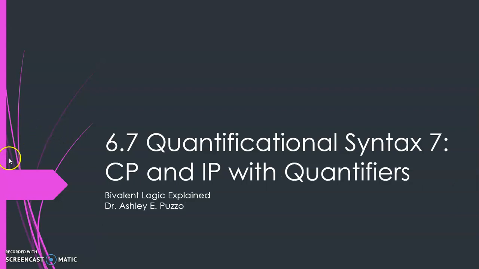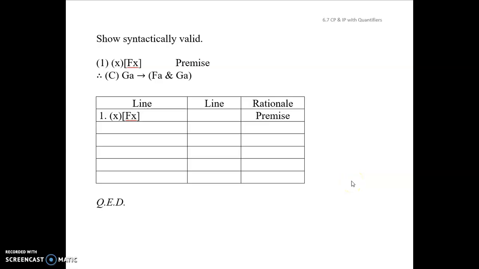How's it going? Welcome to another video, and today we're going to cover our 7th section on quantificational syntax. We're going to look at how conditional proof and indirect proof work in the context of quantifiers, of syntactic deductions involving arguments with quantificational apparatus. Let's rock. Okay, so the best way to understand this is to start by looking at an actual example.